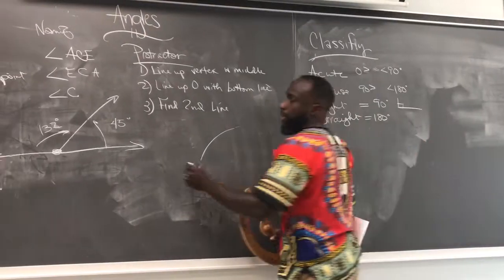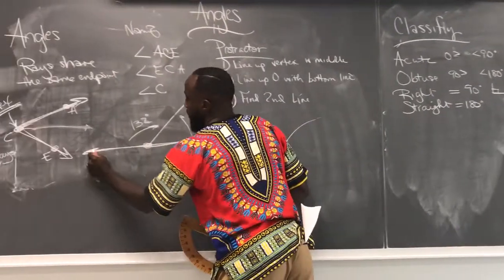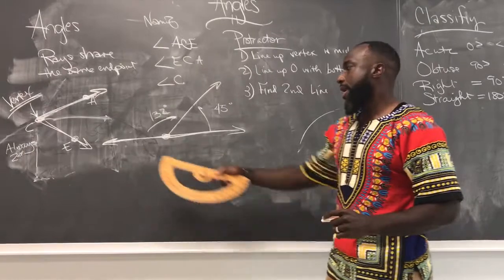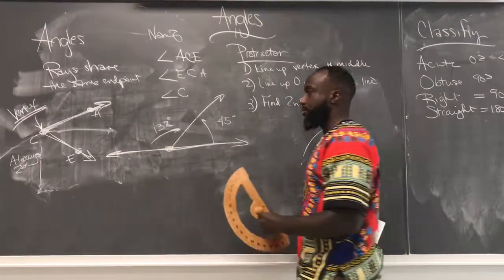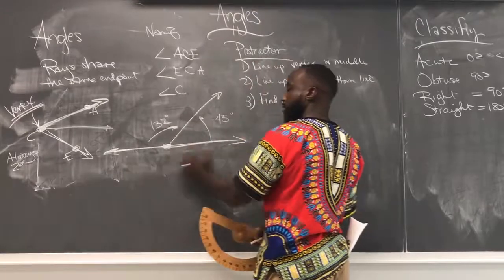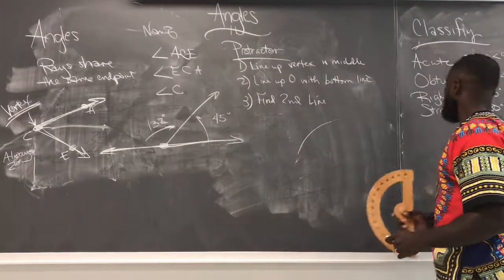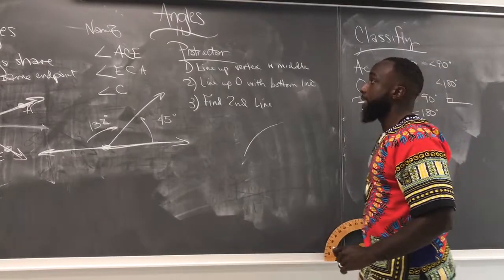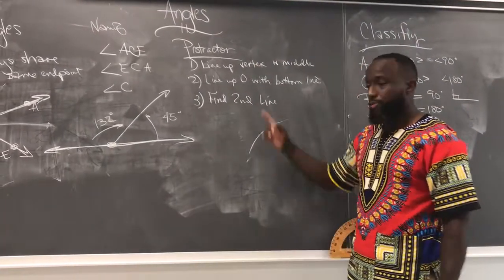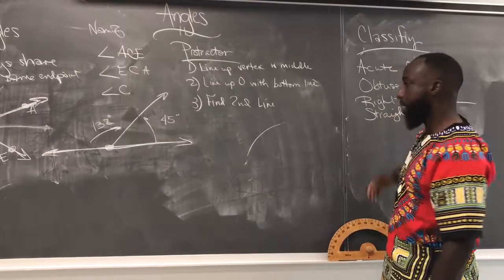And so a lot of times you know that you have a straight angle when you have a straight line, right? This won't add up to 180 degrees, but this is 180 degrees right here, okay? All right, we're good so far. We classified angles. We named angles, we used a protractor, we got our classifications.